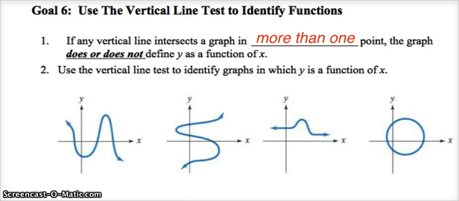All right, so statement number 1, we're reviewing. You learned about the vertical line test probably in Algebra 1, and so at this point this is just a basic review to refresh your memory. If any vertical line intersects a graph in more than one point, the graph, and you decide, does define y as a function of x or does not define y as a function of x. Take a moment and make that decision.